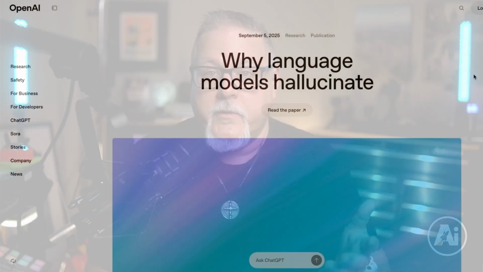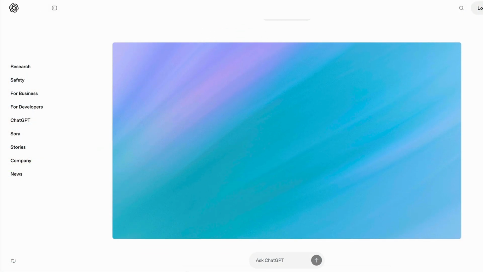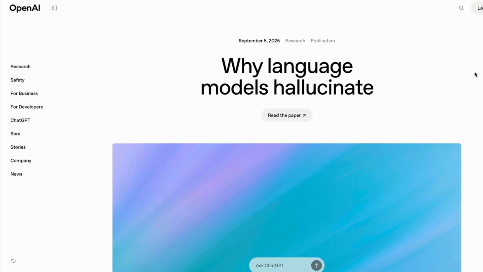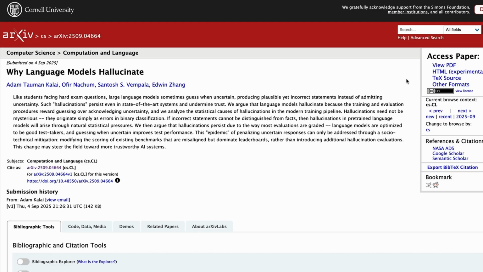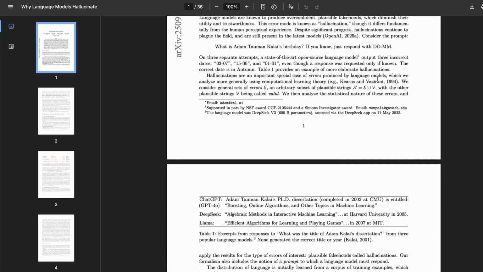I'm going to share with you some findings from a report that just came out. It's September of 2025. It's a paper done by Adam Kalai and some of his colleagues at OpenAI and Georgia Tech. So very smart people, academics involved, the whole 9 yards here. And they were studying why these language models hallucinate.